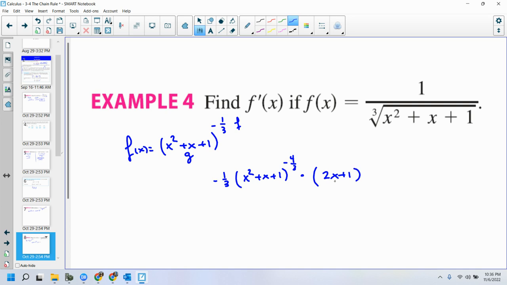Okay. So all said and done, what's in the denominator? I've got a 3 in the denominator. This is negative. The 2x plus 1 stays in the numerator. And this is the cube root of x squared plus x plus 1 to the 4th power. And there we have it.